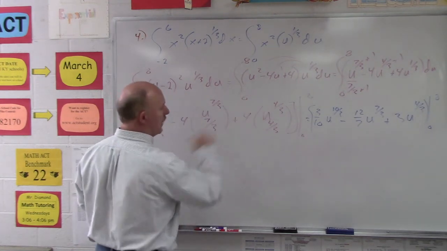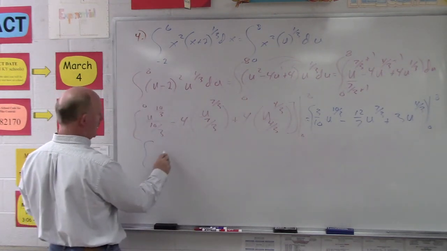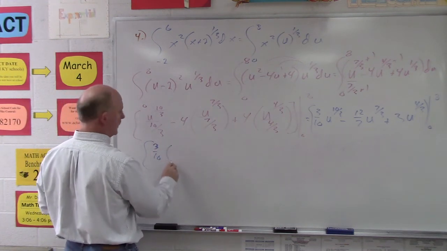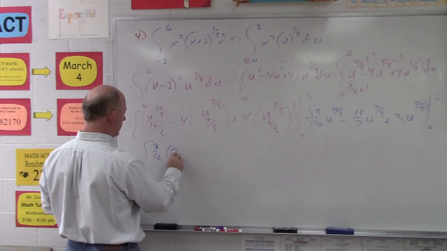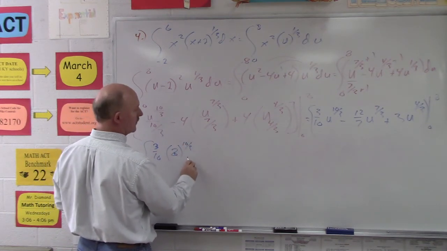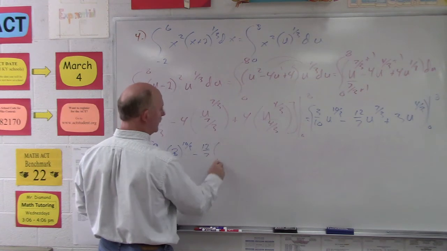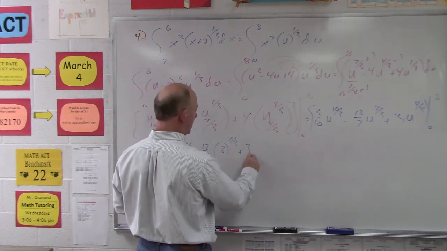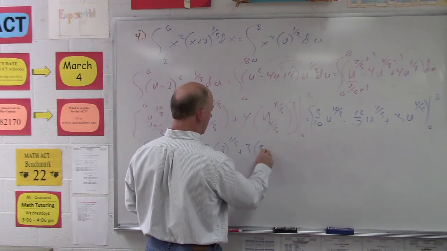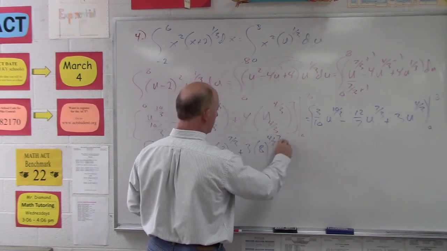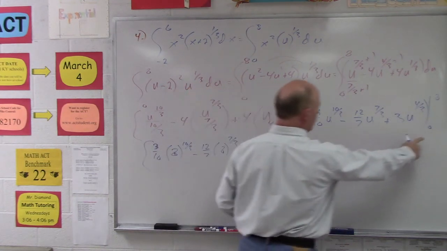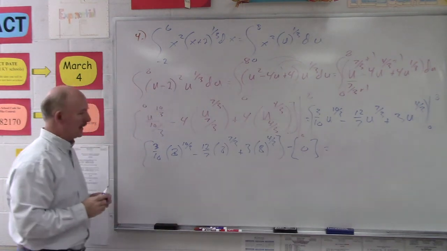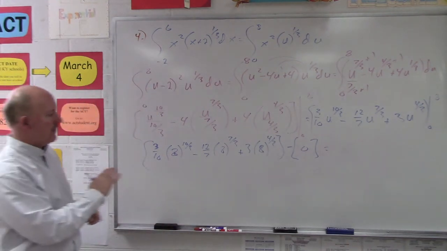now substituting the upper bound in first becomes 3/10 times 8 to the 10/3 power, minus 12/7 times 8 to the 7/3 power, plus 3 times 8 to the 4/3 power, minus. Now, substituting 0 in for u, that'll all become 0.